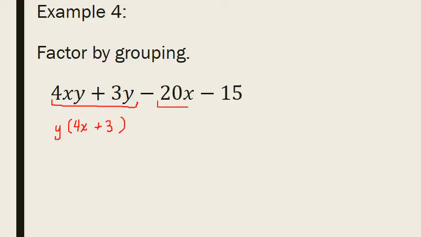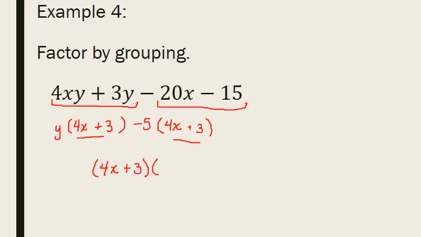Look at the last two terms. And now I see that those two, they both have a negative 5 in common. So I'm going to pull out a negative 5. Do a set of parentheses. Negative 20x divided by negative 5 leaves us with a positive 4x. And negative 15 divided by negative 5 leaves us with positive 3. And remember, we want these two sets of parentheses to be the same. Bring it down, 4x plus 3. And then in your other set of parentheses, you're going to bring down the leftovers, y minus 5. And there it is.